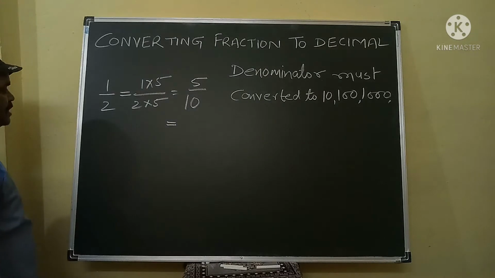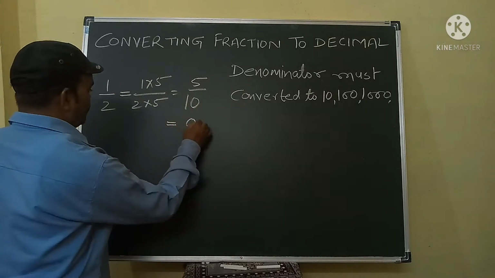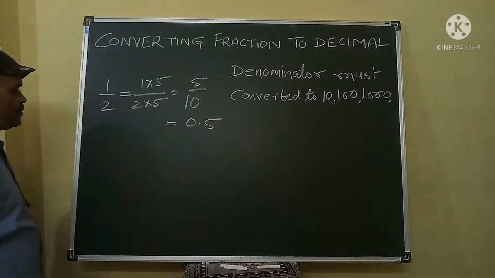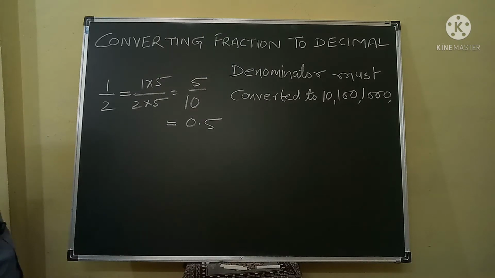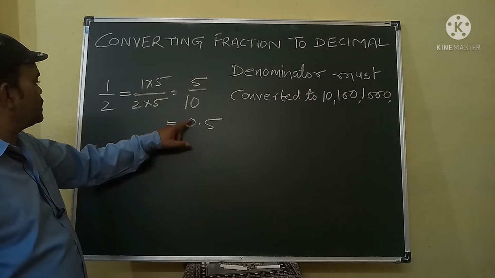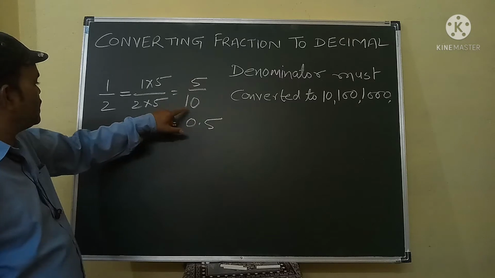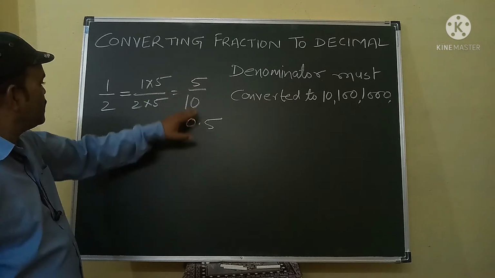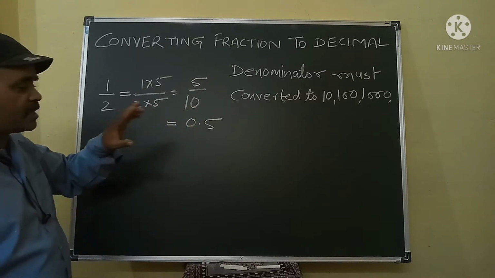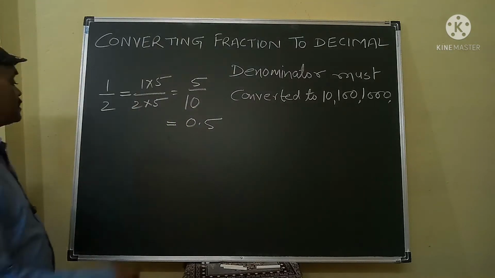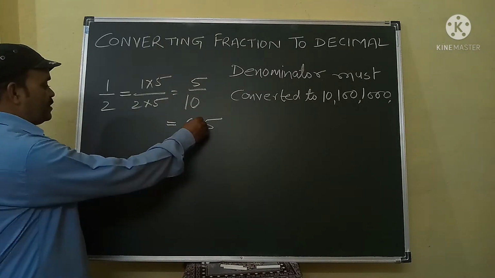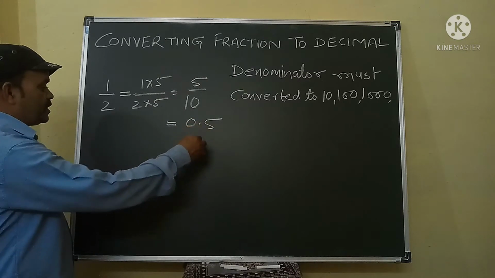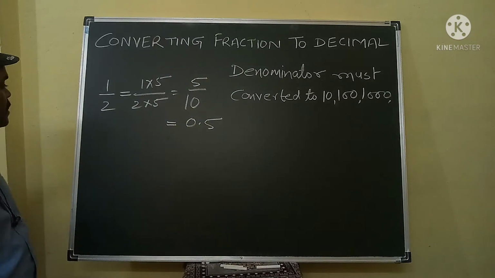5 upon 10 means 0.5. That means in 5 upon 10, the number of 0s is 1. So before one digit in the numerator, we will put the decimal point. The answer is 0.5. 0.5 is the required answer for the required question.